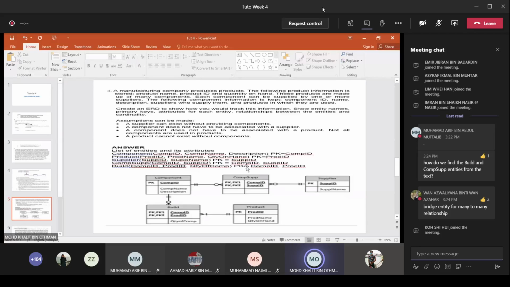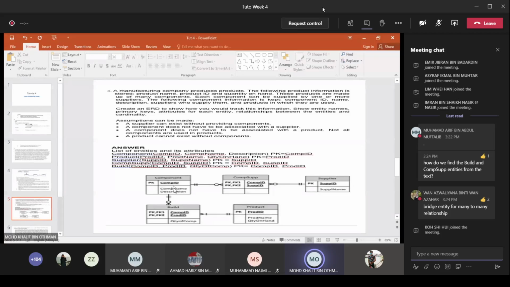And then you also need to add one bridge entity, which will connect component and supplier, because the relationship between component and supplier is many-to-many. So you need to split up the many-to-many relationship into one-to-many relationships. So we have component supplier, under which we have component ID and supplier ID, and the primary key for component supplier is component ID and supplier ID.